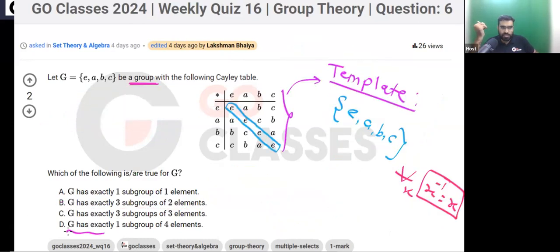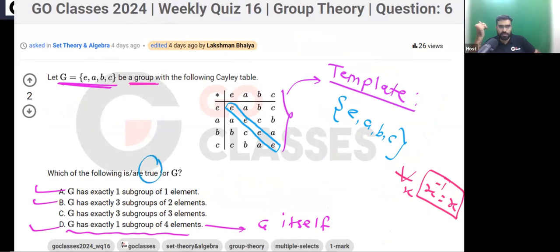What about how many subgroups of order 4? Only one, that is G itself. So which option is true? This is correct. The question is asking for the true statement, so the answer will be ABC.